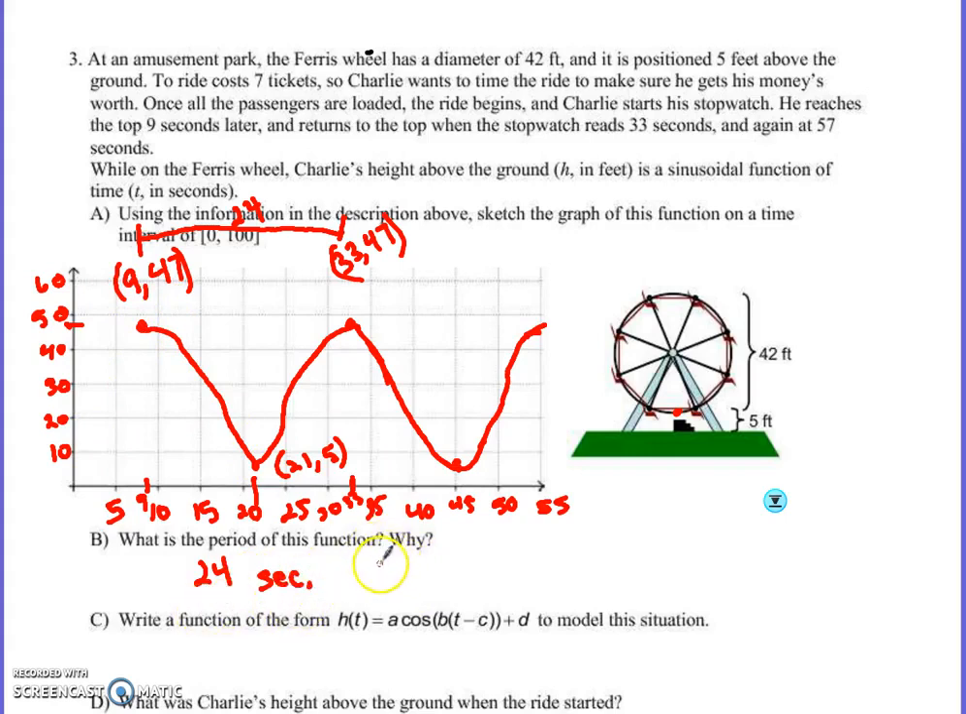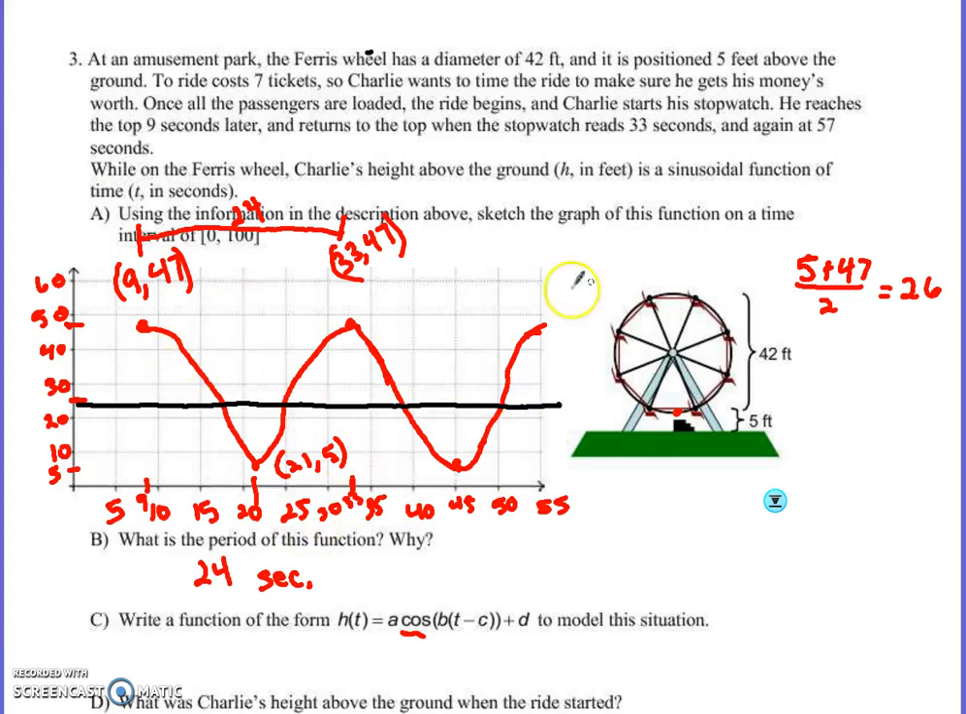24 seconds was our period. You saw the reason why. So we want to write a function in terms of cosine. If you remember, a cosine graph starts at the highest point, and we're at the highest point. So I need to find the midway. If you look at the y values, we went from 5 all the way up to 47. To find the midpoint, if you remember from geometry, 5 plus 47 divided by 2 is 52 divided by 2, that's 26. 26 is the midpoint. So 26 is like my new x-axis.